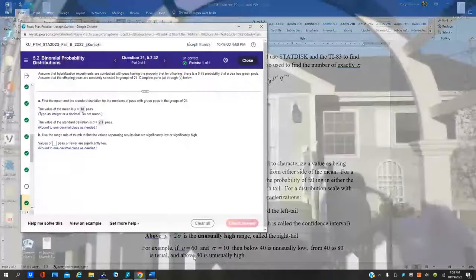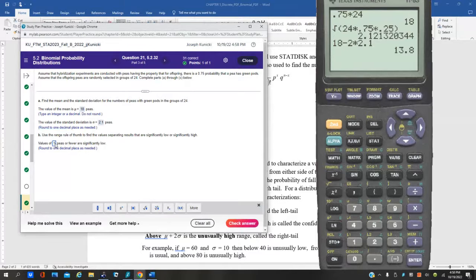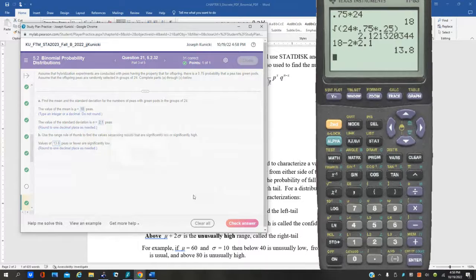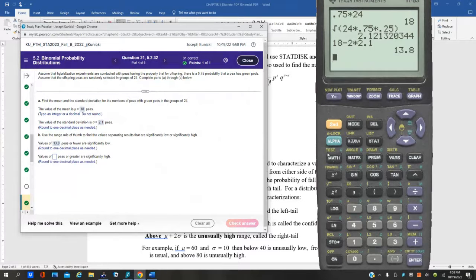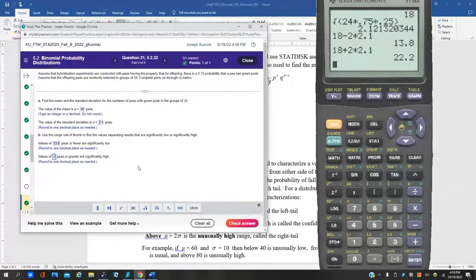So if I go back to the problem at the calculator, significantly low would be mu, which was 18, minus 2 times 2.1 sigma. So the lower limit's 13.8. Then they want the upper limit, which will be mu plus 2 sigma. So I just go second, enter. I have the same formula, only I change the minus to a plus. Enter. 22.2 is the upper limit.